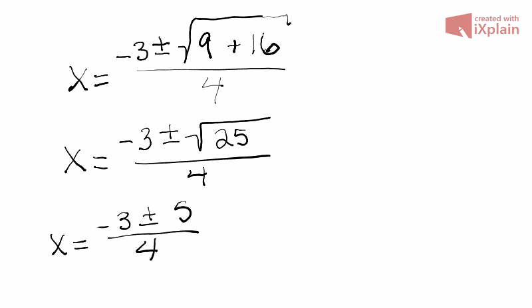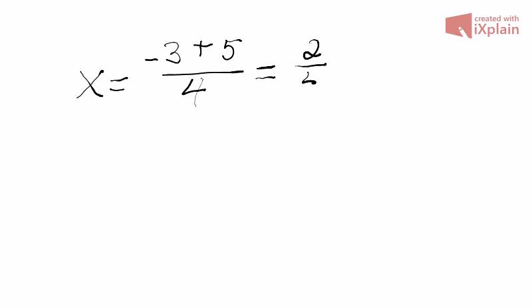So our two answers, one with negative 3 plus 5, and then one with negative 3 minus 5, are going to give us two different values. The first, when we do the negative 3 plus 5 all over 4, negative 3 plus 5 on top is going to give us a 2. So that's going to be 2 over 4, which is going to be 1/2. So our first answer is 1/2 when we use the plus in the middle.